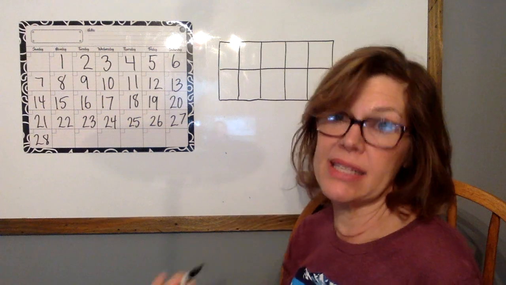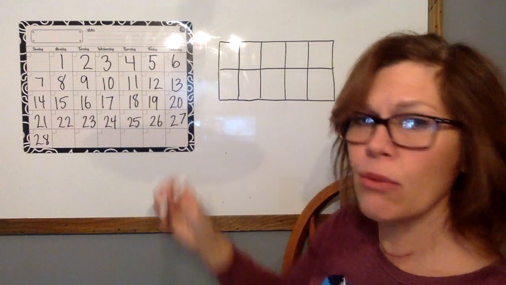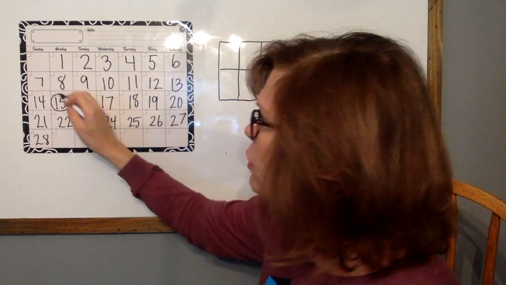February is one of the shortest months. It is the shortest month. And this year we only have 28 days. Today, when I'm recording this, it's February the 15th.